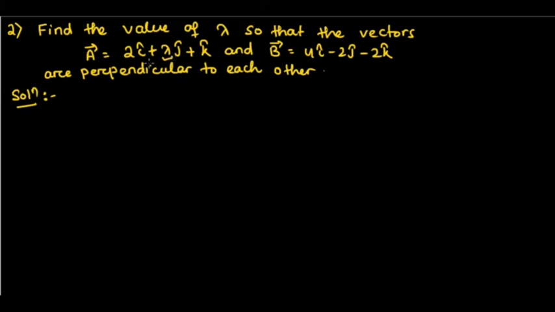This lambda is an unknown quantity. तो lambda का value कितना होने पर A vector and B vector will be perpendicular to each other. We have to find the value of lambda for which A and B are perpendicular to each other.